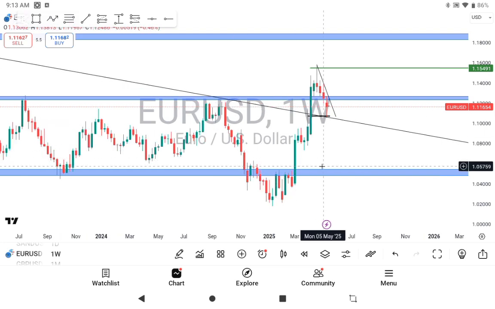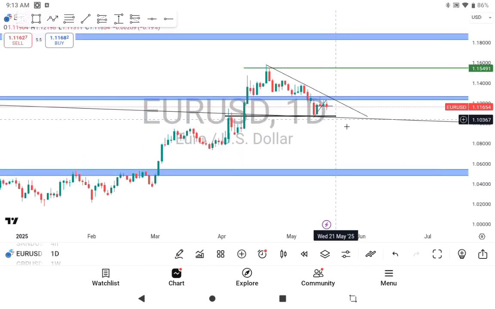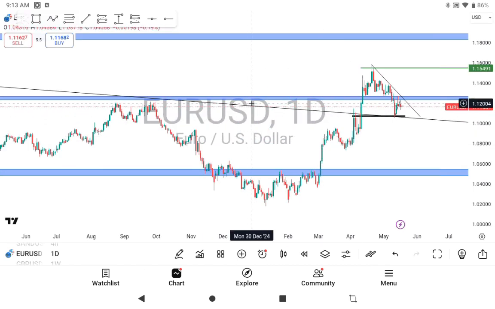So let's go to the daily time frame. Let me take this trend line out.